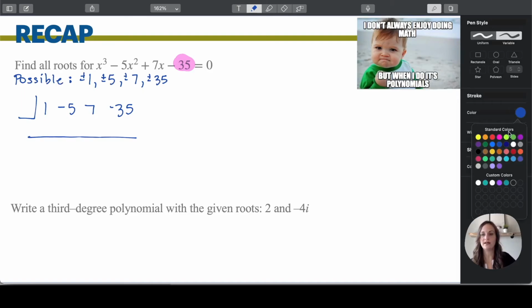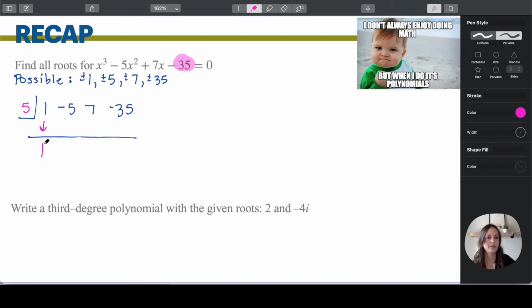Now we got to figure out which of these terms will get us to our answer. We can try 1, but for some reason I don't think 1 will work because 35 is a pretty big number, and I don't think we can get these numbers to become 35. So I'm actually going to try a 5. So bring down the 1, multiply, add, multiply, add, multiply, and actually we get a remainder of 0, which is wonderful. So since we know it's a remainder of 0, that means x equals 5 is a 0. And we now have a quadratic as our answer because this represents x squared and then this represents the constant.